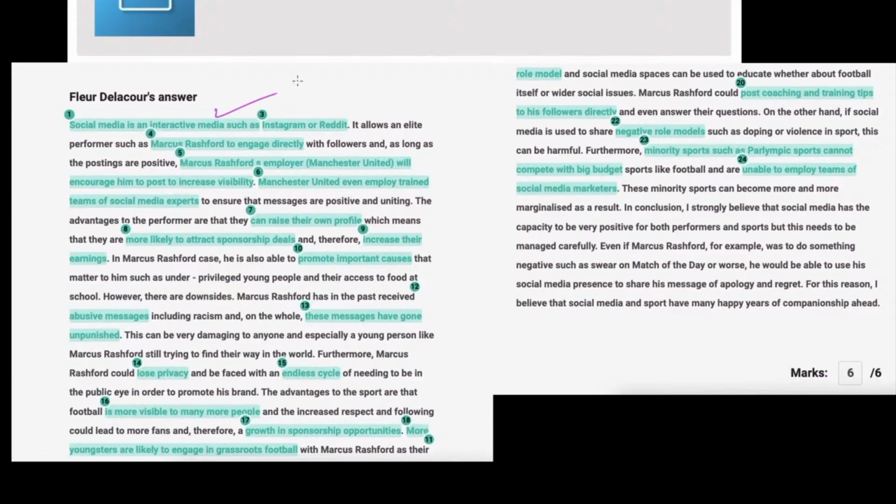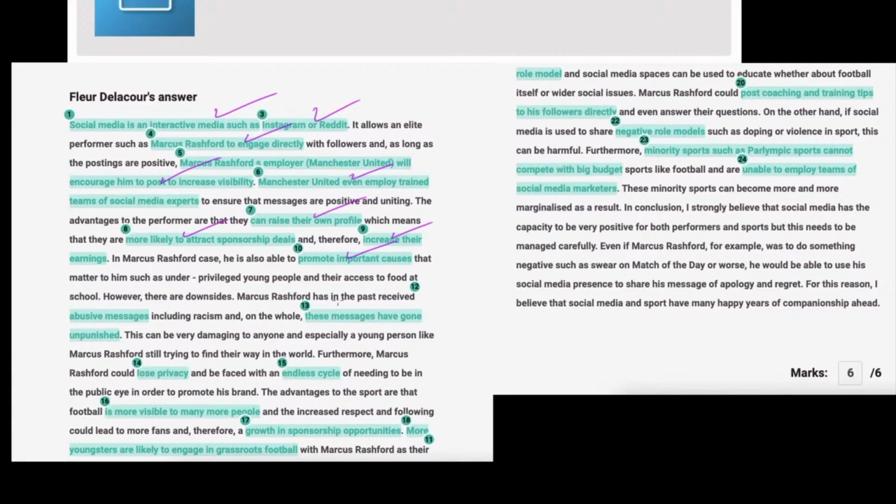Social media, what is it? Is it AO1? Here's our examples, AO1. It allows an elite performer such as Marcus Rashford to engage directly. Marcus Rashford's employer, Manchester United, will encourage him to post to increase visibility. Manchester United will even employ trained teams of social media experts to ensure that messages are positive and uniting. The advantage to the performer is that they can raise their profile, they're more likely to attract sponsorship, they can increase their earnings. He's also able to promote causes.